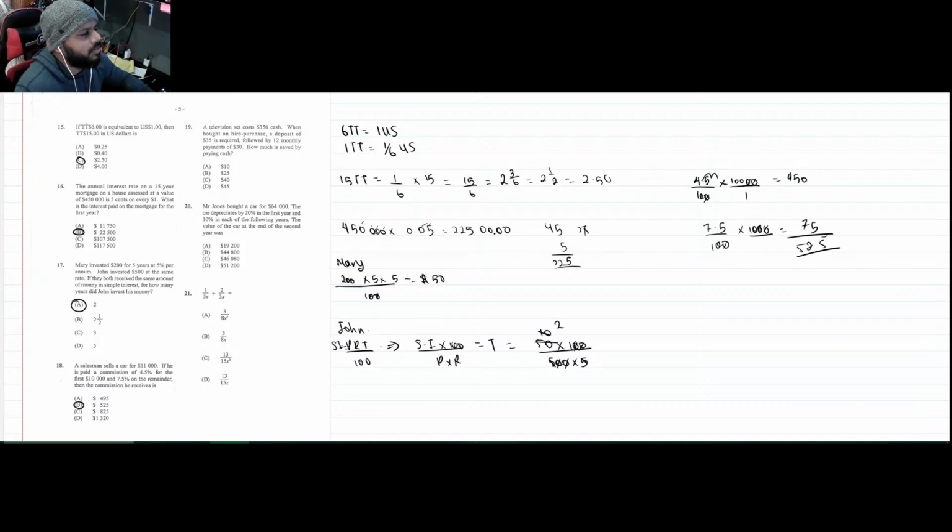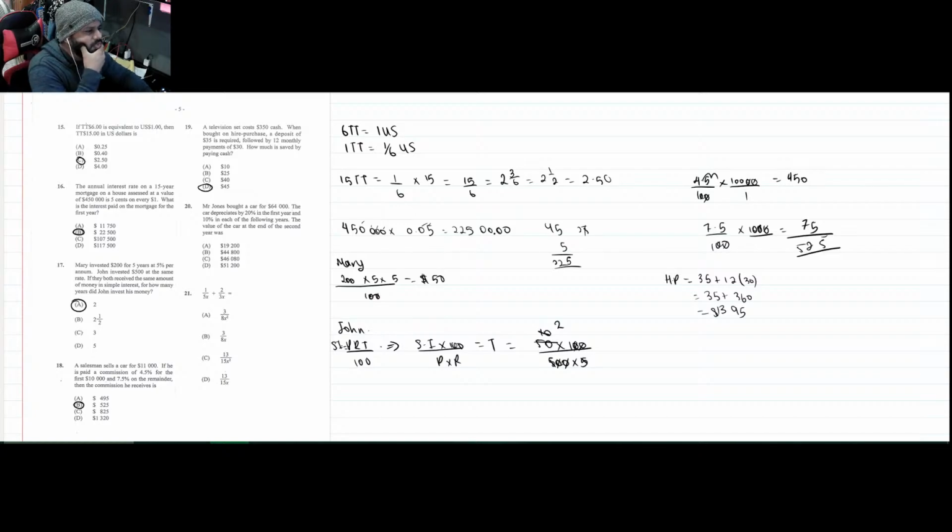A television set costs $350 cash, or when bought on hire purchase, $35 down payment plus 12 monthly installments of $30 each. How much money is saved by paying cash? Alright, so let me calculate the hire purchase price. It will be the down payment, $35, plus the 12 monthly installments of $30 each. This is 35 plus 12 threes are 360. That is $395 hire purchase, and if it's $350 cash, that's a $45 difference. So you're saving $45 if you buy it cash.